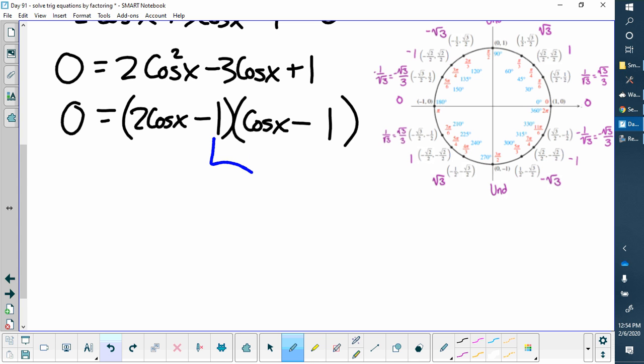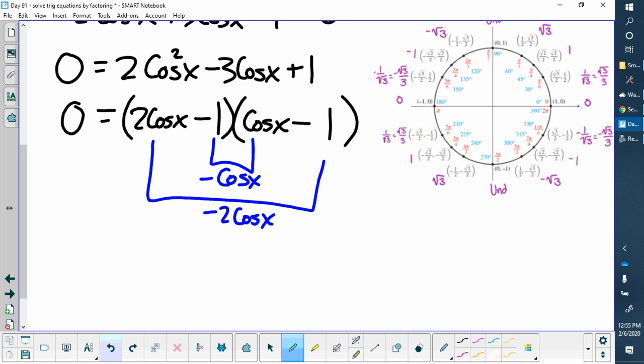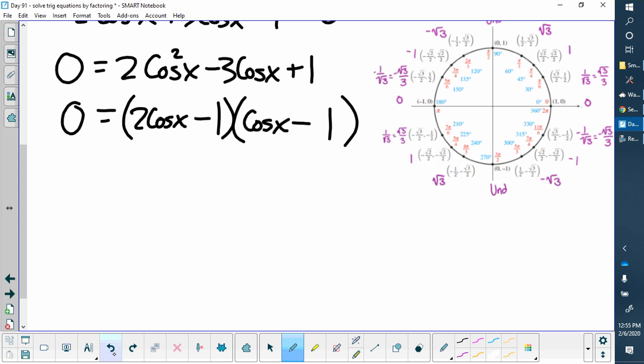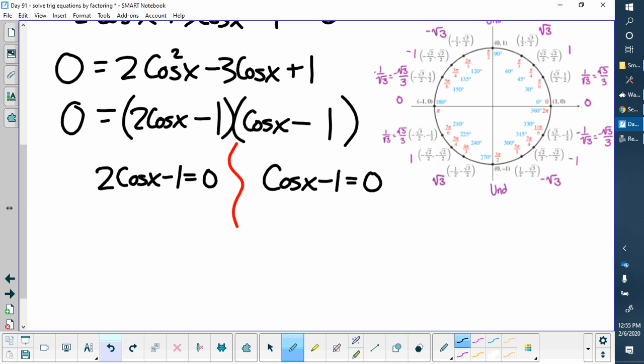I check my outers and inners. That's negative cosine of x. This is negative 2 cosine of x. So it factors correctly. At this point, I'm going to go ahead and make 2 equations. When does this left side, 2 cosine of x minus 1, equal 0? And when does cosine of x minus 1 equal 0?